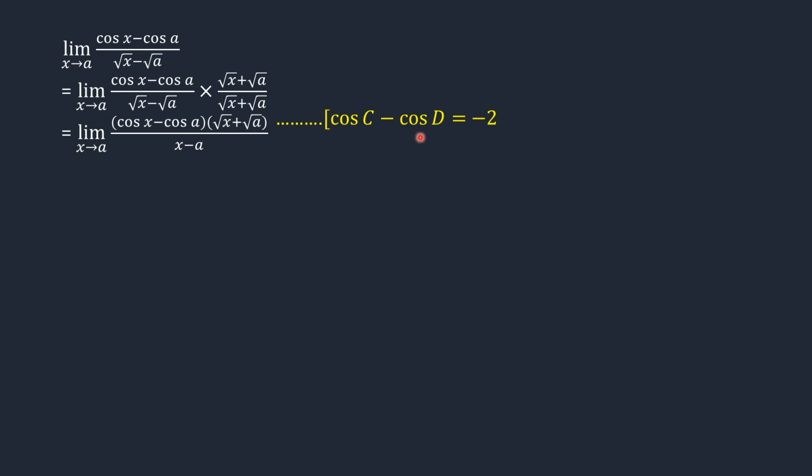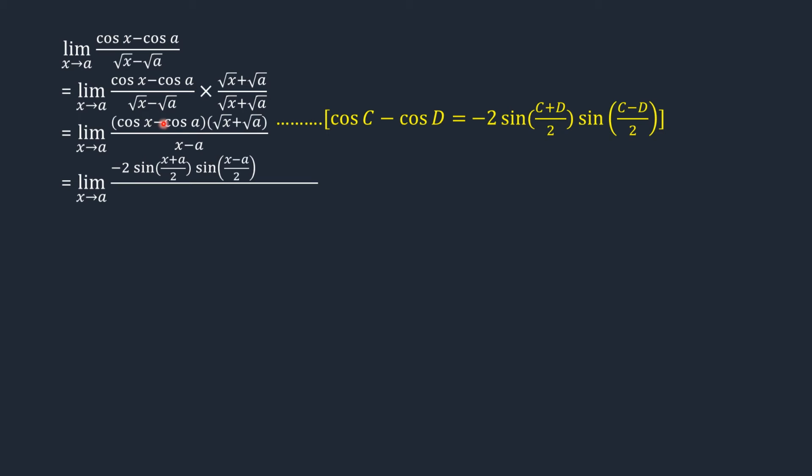cos c minus cos d equals minus 2 sine (c plus d) by 2 sine (c minus d) by 2. So in this case, this is c, this is d. So this is cos c minus cos d. So we will write minus 2 sine (c plus d) by 2 sine (c minus d) by 2.